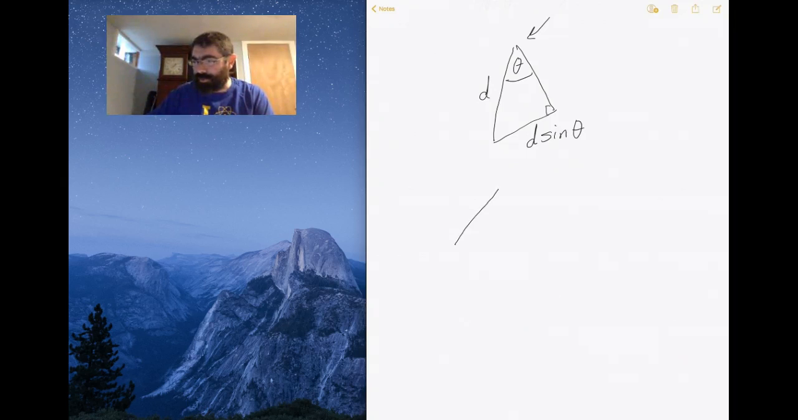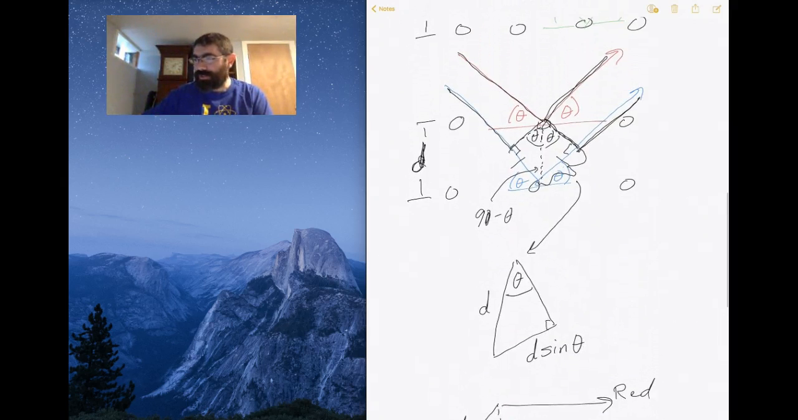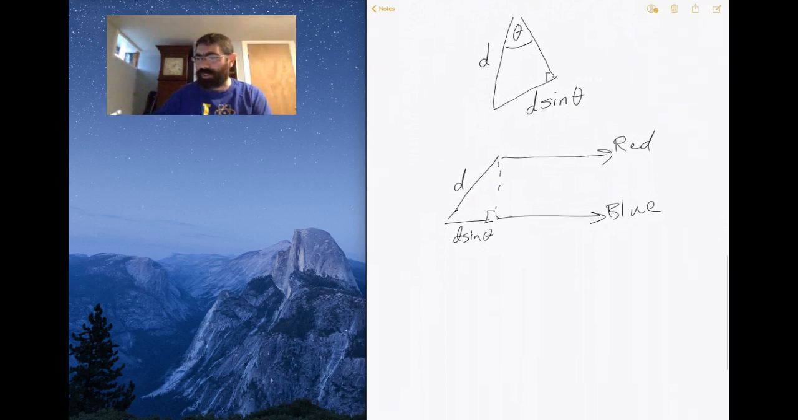So let me draw this again. If I just draw 1/2 of it, this is the distance d. This is the distance d sine theta. And this was the red line, and this was the blue line. If I go back up here, here's the red line right here. Here's the blue line right here. And so I've just taken this and I've drawn it out. So this is the extra distance, that d sine theta is the extra distance that the X-ray travels, the second line travels.